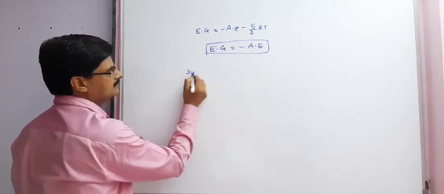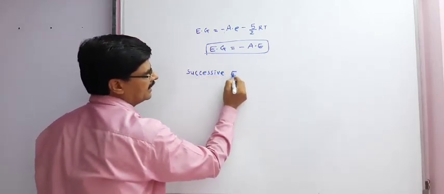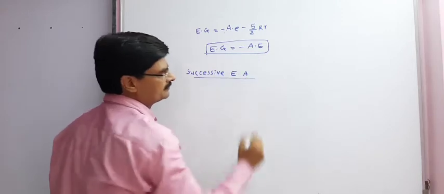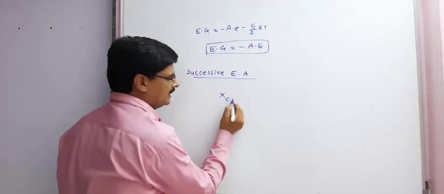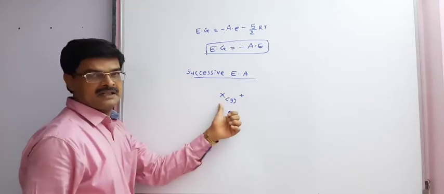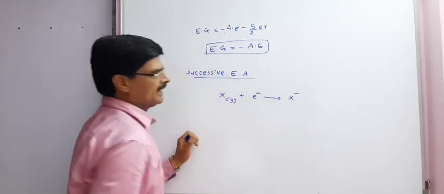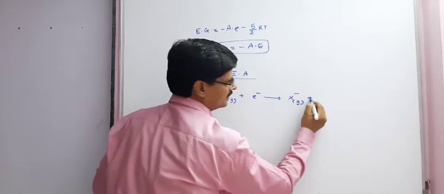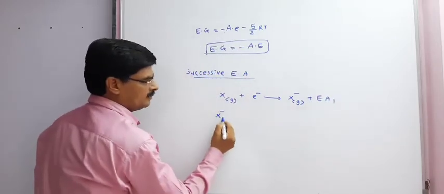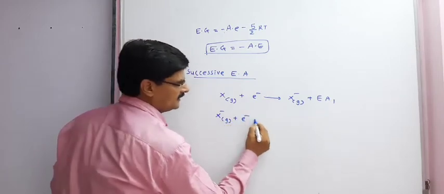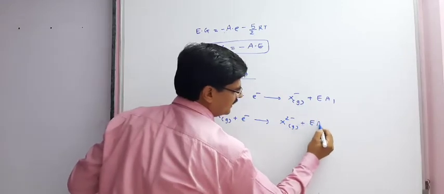Now, successive electron affinity. Taking atom X in a gaseous state plus electron, it will give X minus plus EA1. X minus plus electron will give X2 minus plus EA2.